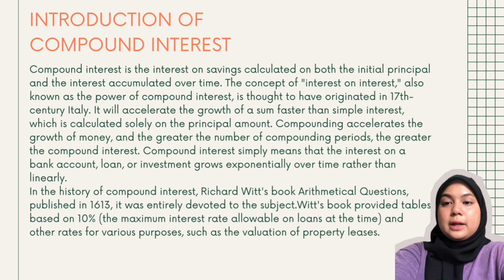Compound interest simply means that the interest on a bank account, loan, or investment grows exponentially over time rather than linearly. In the history of compound interest, Richard Witt's Arithmetical Questions, published in 1630, was entirely devoted to the subject. Witt provided a table based on 10%, the maximum interest rate allowable on loans at that time, and other rates for various purposes such as the valuation of property leases.